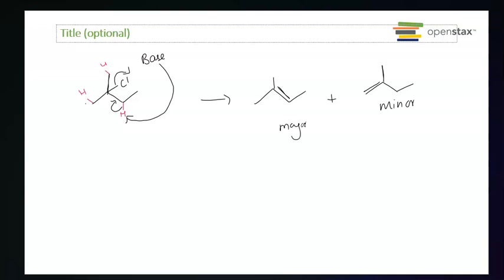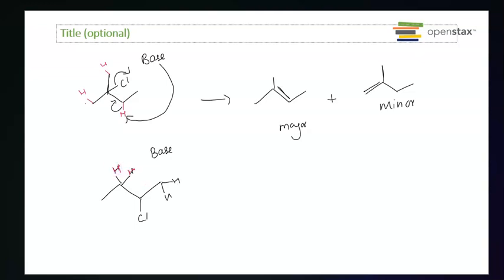Let's take the example of a secondary alkyl halide. Say for example I have a secondary alkyl halide, which is this one. Now if you have the same base, which is going to remove the beta hydrogen atom, the beta hydrogen atoms here are this one and here. Let's put a color on here.